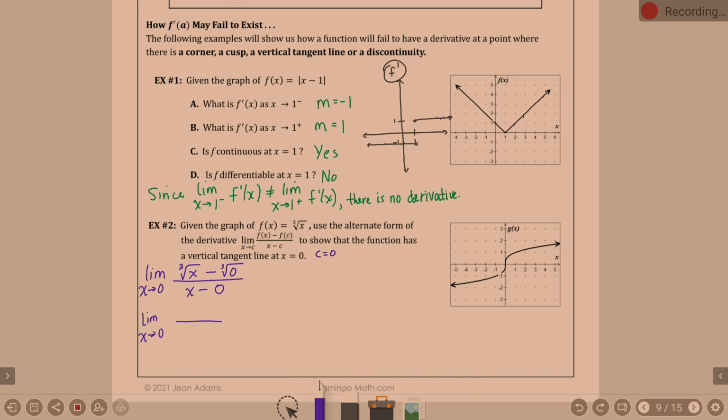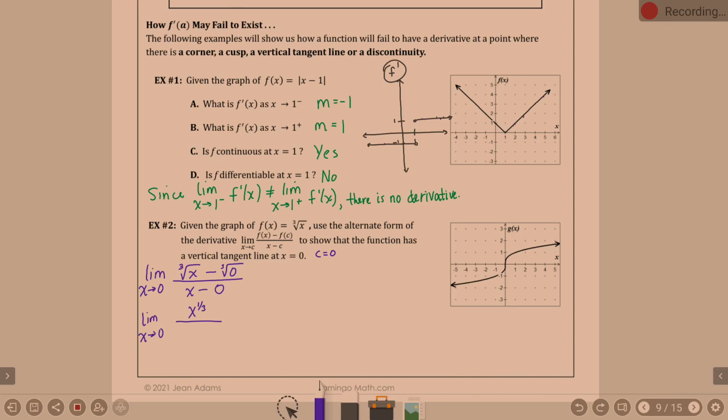X minus 0. Okay, cube root of x is cube root of x. The cube root of 0 is 0. What's another way to express the cube root of x? It's x to what power? X to the 1/3. So I'm going to write this as x to the 1/3 on top.